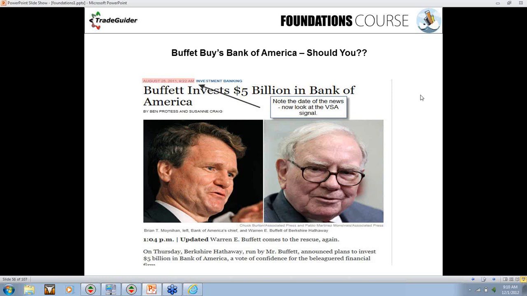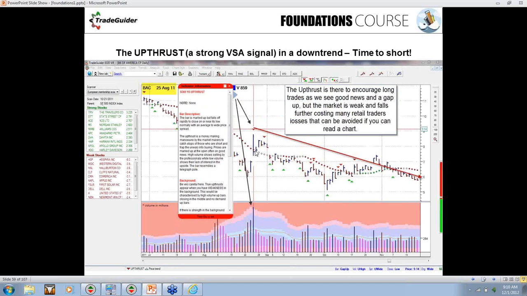There's the day that we produced our signal. Look at the volume here. Just like silver. News is good. Buffett's come to the rescue. Bang. This is a great opportunity for the smart money to sell to the public who have watched the news. Well, if Buffett's buying it, I'd better get in. But look at what happens. Great opportunity for professional money to sell. So they sell into the upthrust, and as the market tries to go up, look at the volume, and then it has a massive fall.